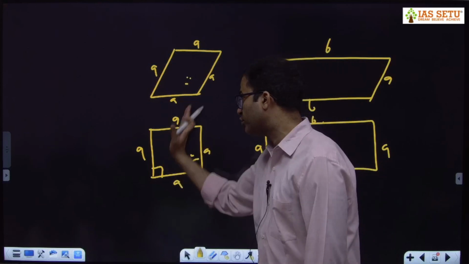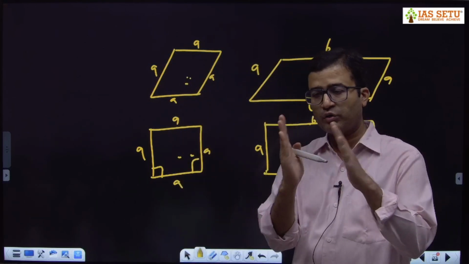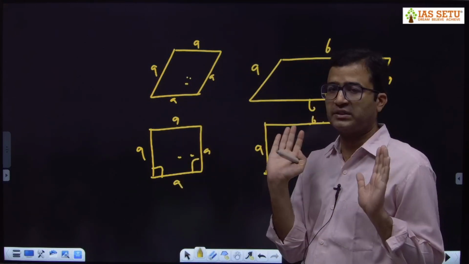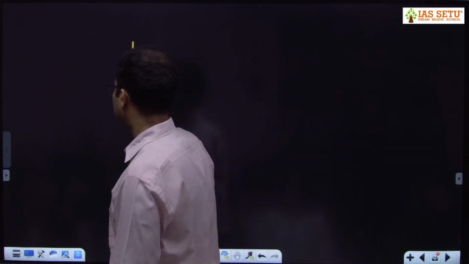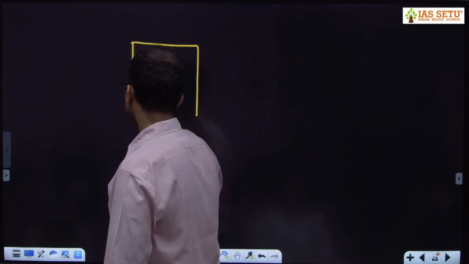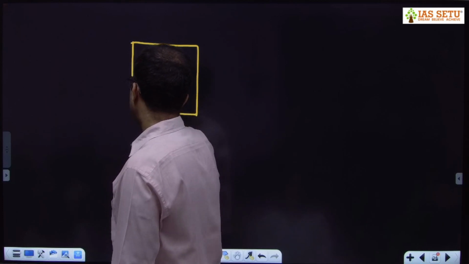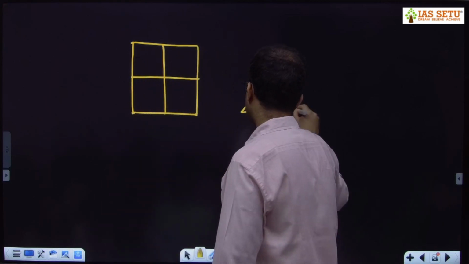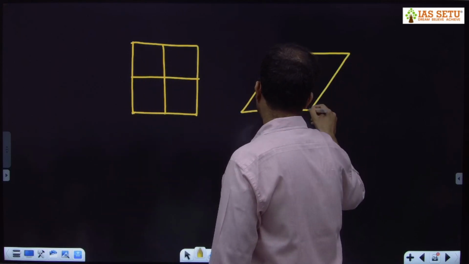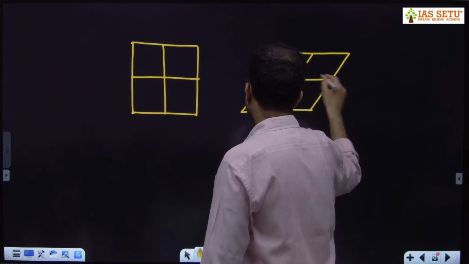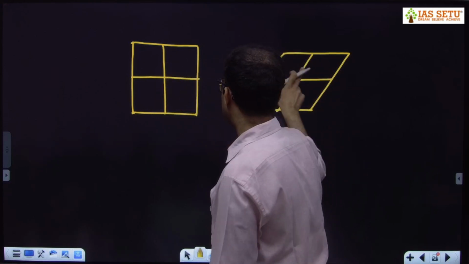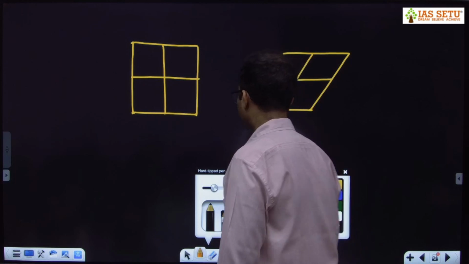If you tilt a square, you get a rhombus. एक square को तिरछा कर दो तो rhombus बन जाएगा. That's it. And it will help you for your short trick, like in this figure and in this figure. In this figure we focus on square, in this figure we focus on rhombus.